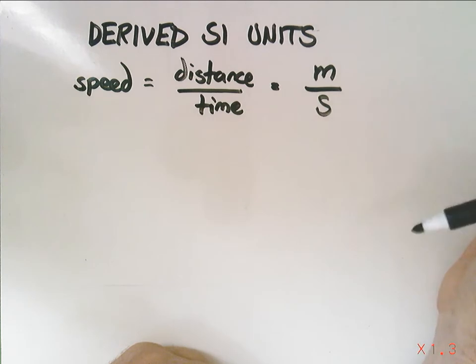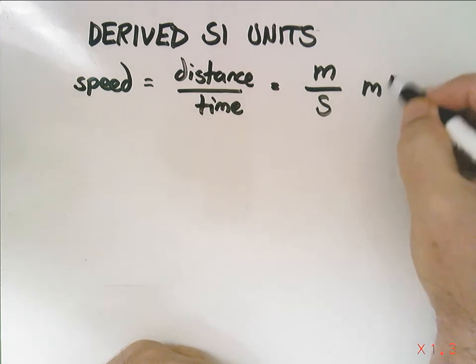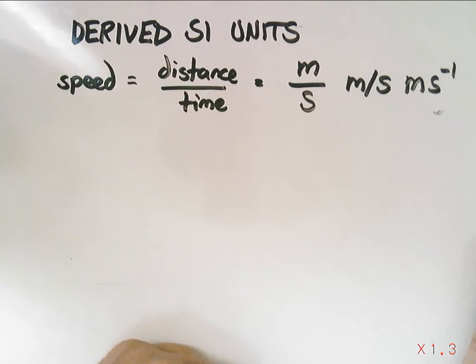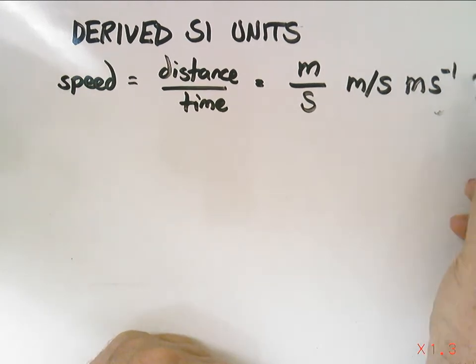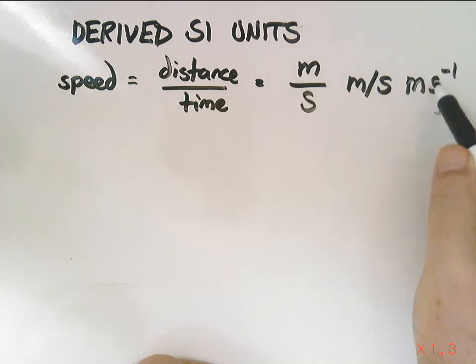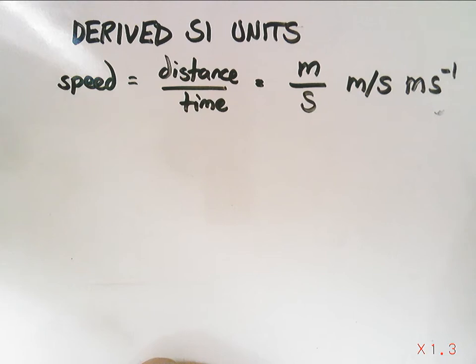Now you can write it like this, or you can write it like this, or you can write it like this. Now notice I've used a little exponent there. We've looked at powers of 10 earlier on in the lesson, and when you've got a negative exponent, it means 1 over something. So if you have seconds to the minus 1, it's 1 over seconds. So all of these things mean the same thing. They're all just the same unit written down different ways.